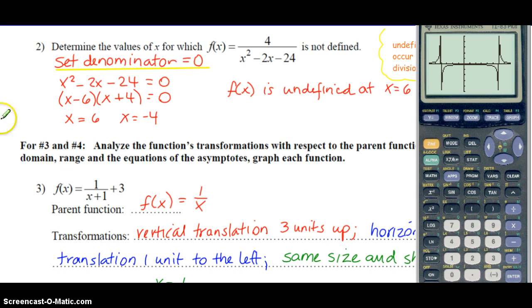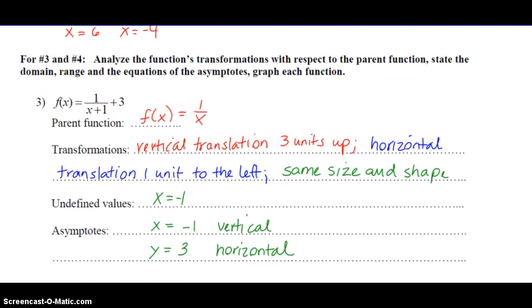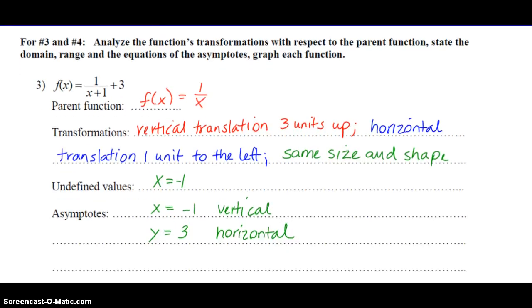As we look at the notes for questions number 3 and 4, these are where we take a look at the function, predict the transformations, look at the undefined values and asymptotes, and then, of course, domain and range, and then graph the function. In this case, our function is f of x is equal to 1 over the quantity x plus 1, and then add 3.